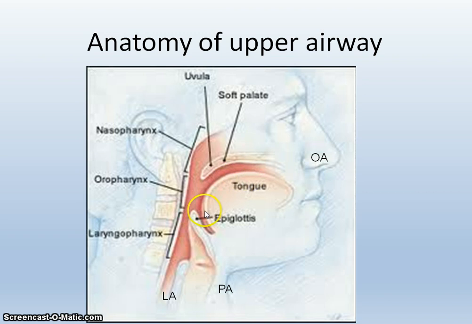Between or behind the tongue and before the epiglottis, there's a cleft, and this is the place called the vallecula. The vallecula is where the tip of the laryngoscope should be placed during the process of direct laryngoscopy for intubation.